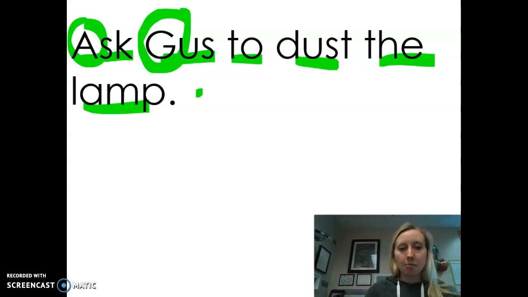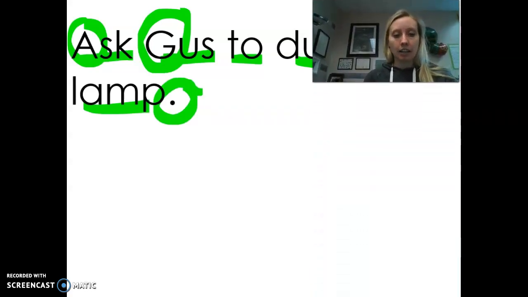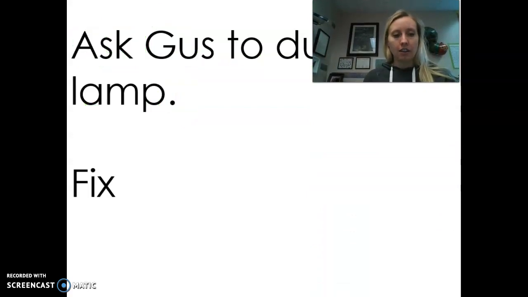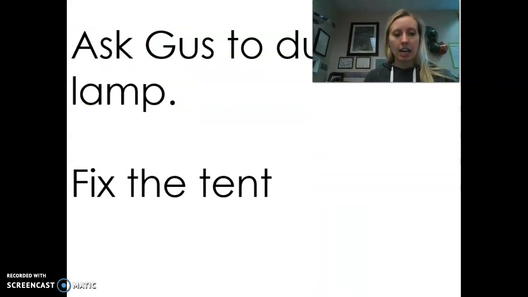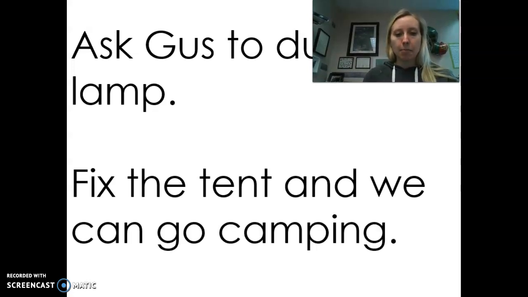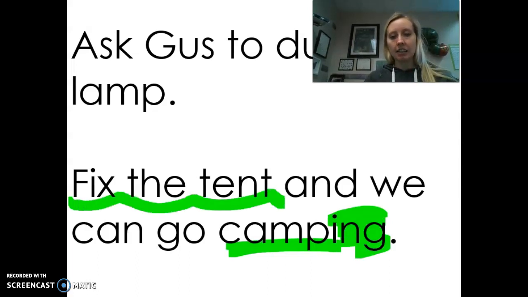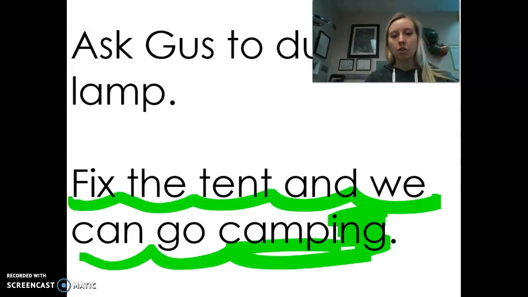Spelling, yes. And my end mark today, 3, 2, 1, period. It's just a statement. I'm telling you something. Okay, let's go to the next one. Fix the tent and we can go camping. Ooh, there's a verb. Camping right now. Okay, let's read it together. Fix the tent and we can go camping.